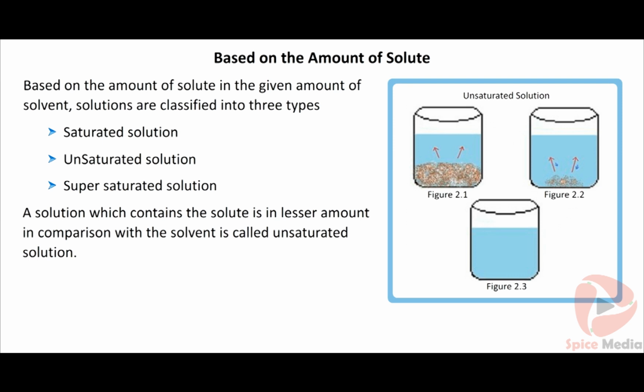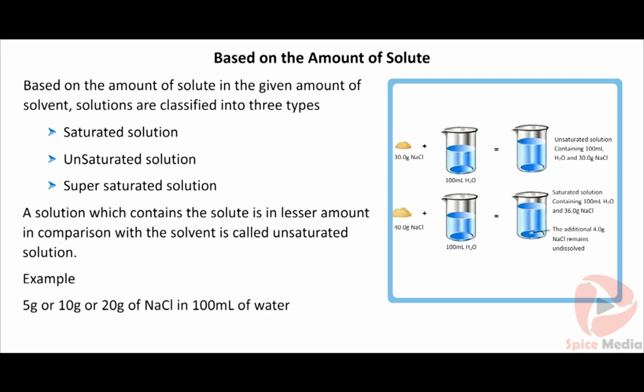A solution which contains the solute in a lesser amount in comparison with the solvent is called unsaturated solution. In this, addition of solute is possible till the solution reaches the point of saturation. Example, 5 grams or 10 grams or 20 grams of NaCl in 100 ml of water.